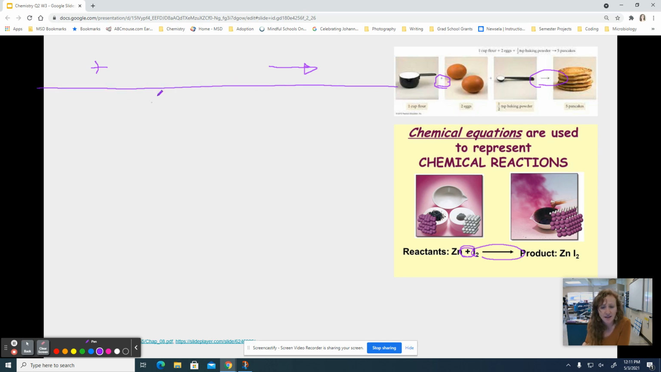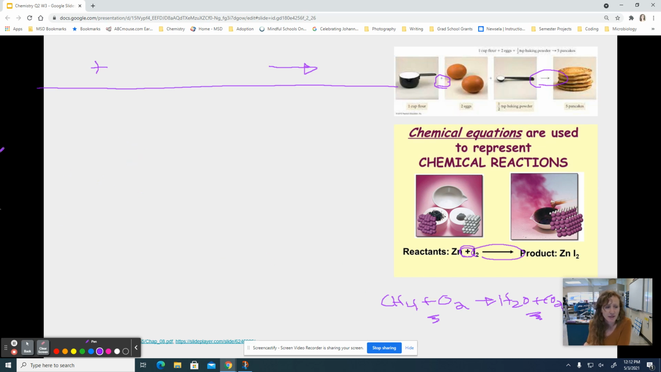So the plus sign can be used on the reactant side or the product side. In the case of our pancake recipe, we see it only on the reactant side. Same thing with this zinc and iodine reaction. We see it only on the reactant side. But in the case of methane reacting with oxygen to form water and carbon dioxide, you see the plus sign on both sides, right?